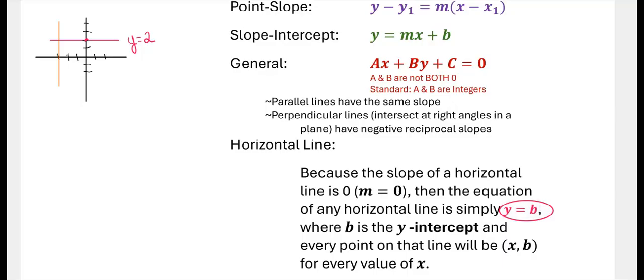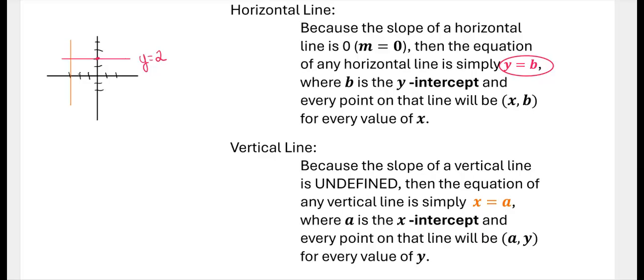The x value, because the slope, and think about it this way, because the slope is 0, it makes this x over here go away, because 0 times x is 0, and you don't have to show it. So a horizontal line is always going to have the equation y equals some constant.